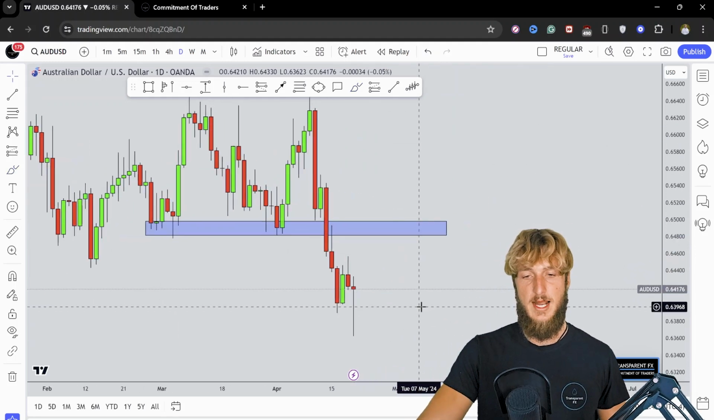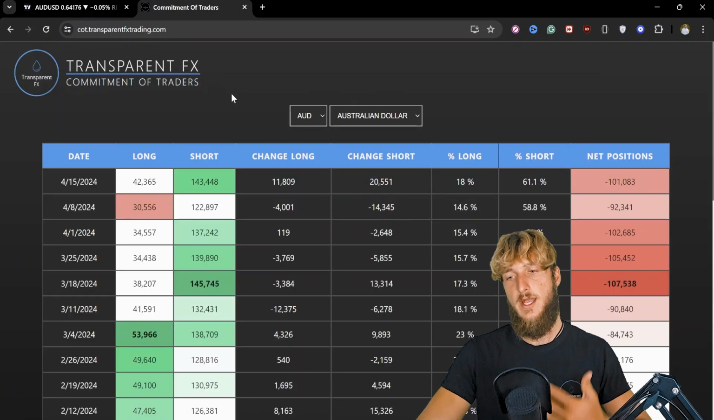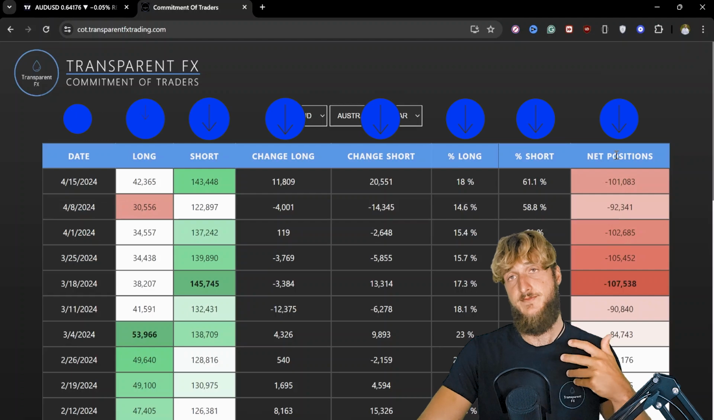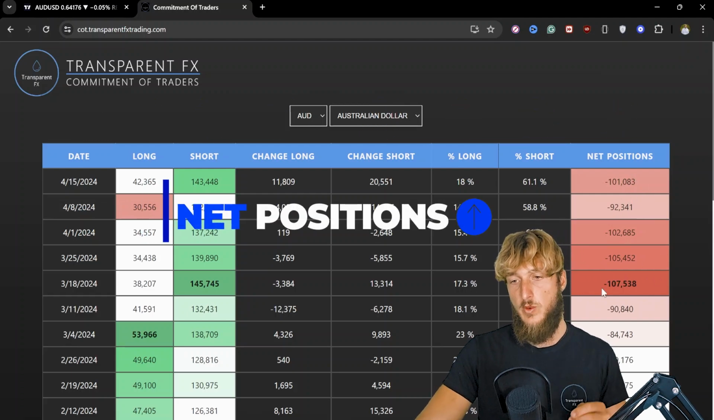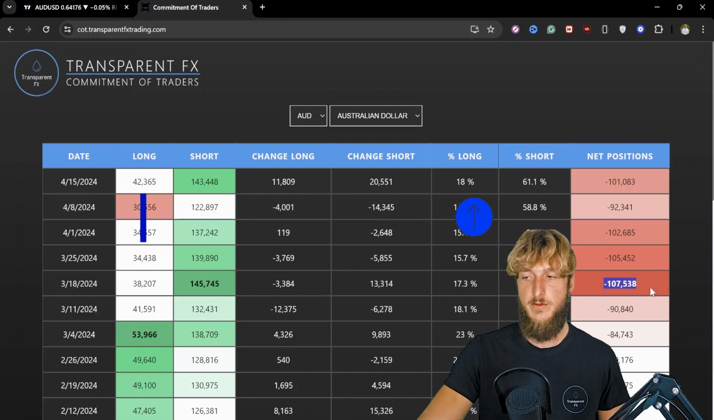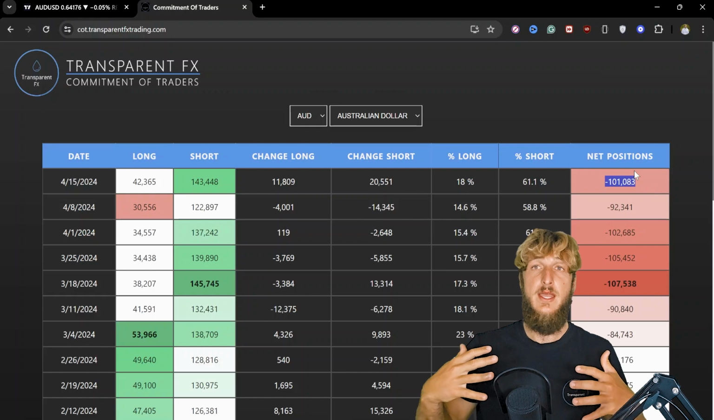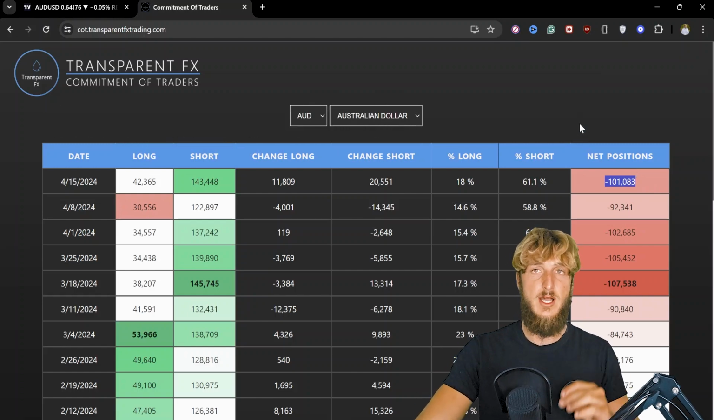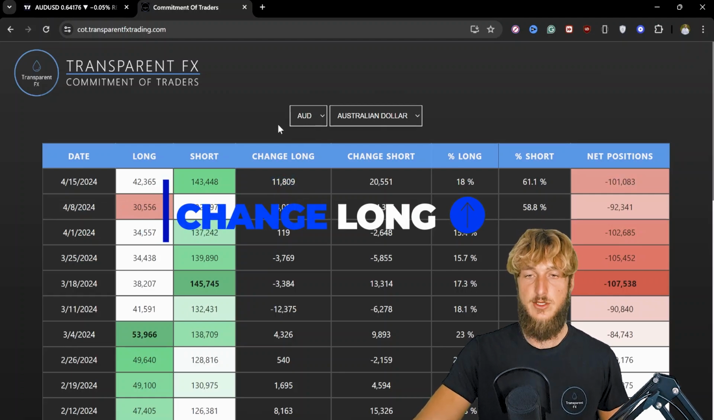Now, before we continue with analysis, first, let's go and see what we have when it comes to the commitment of traders, so what hedge funds and the big players in the market are doing on the AUD. Now, what we can notice here is that with the last reports, net positions once again have started getting slightly increased. The low here was at minus 107.5k net positions. Now we're sitting at minus 101k net positions. So institutions have started increasing their net positions, meaning moving back to the bullish side of AUDUSD, with 11,800 longs added just with the last report.